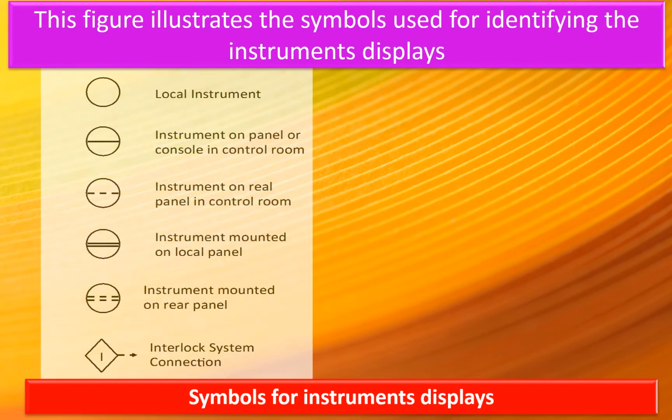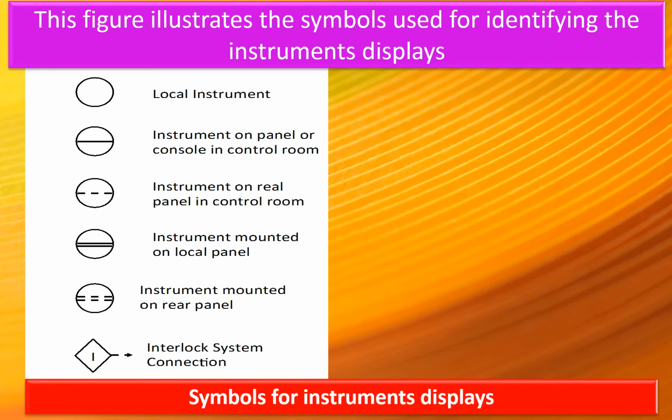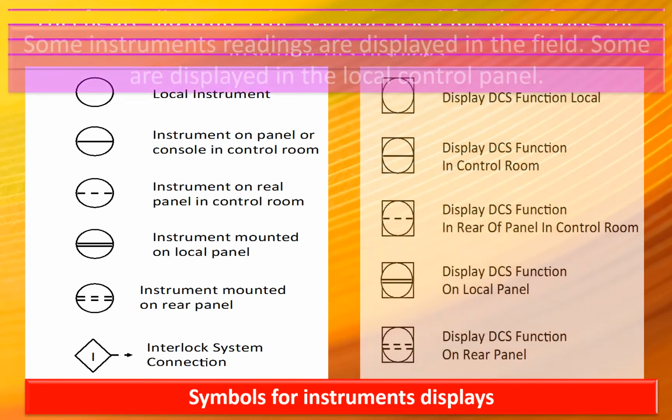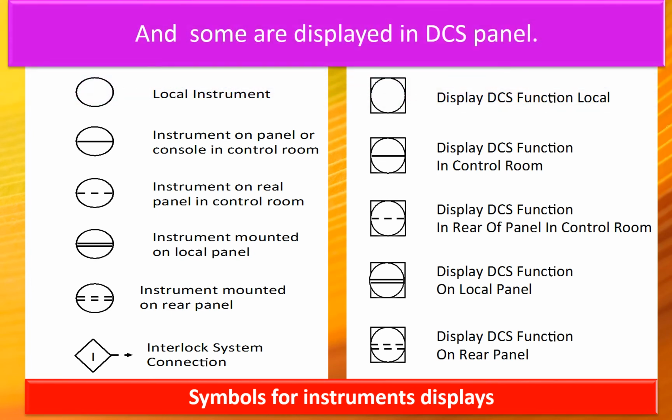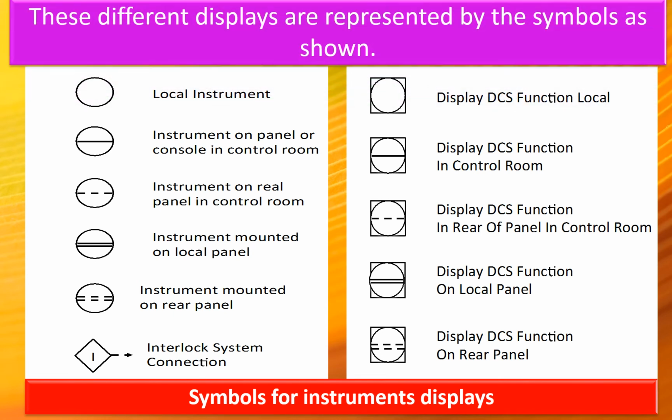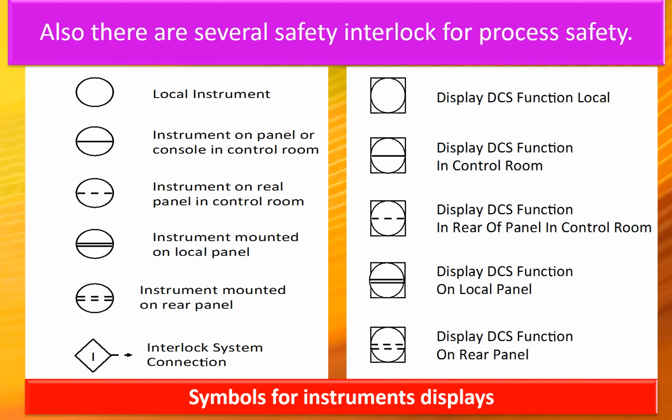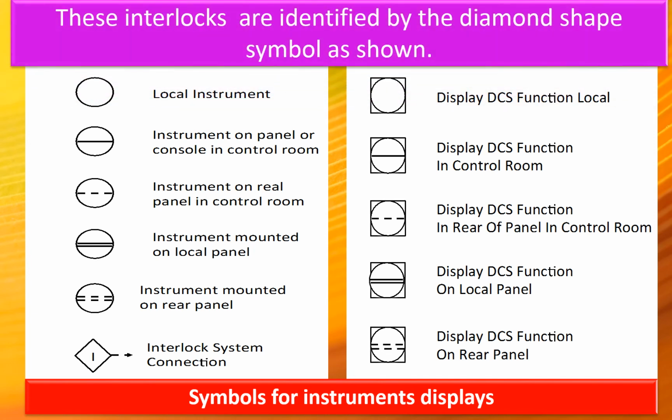This figure illustrates the symbols used for identifying the instrument displays. Some instrument readings are displayed in the field, some are displayed in the local control panel, and some are displayed in the DCS panel. These different displays are represented by the symbols as shown. Also, there are several safety interlocks for the process safety, and the interlock connections are identified by the diamond-shaped symbol as shown.